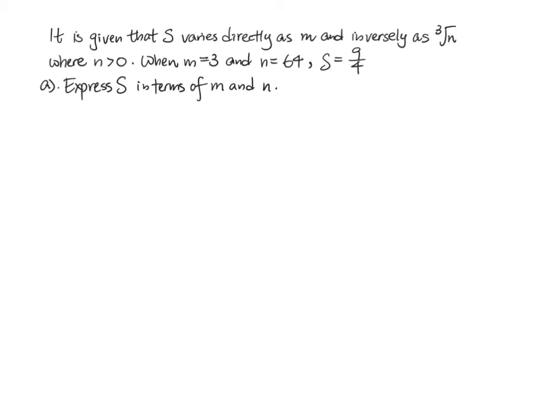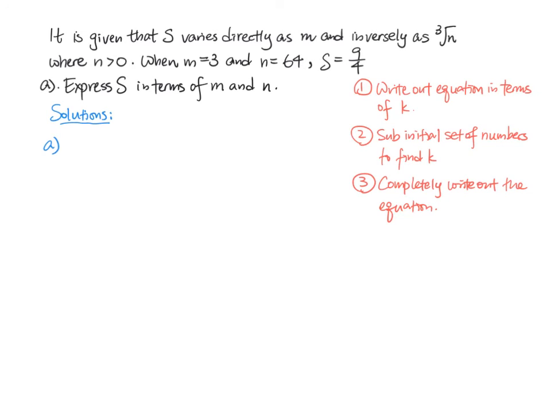Okay, so it's given that S varies directly as M and inversely as the cubic root of N, and N must be greater than 0. When M equals 3 and N equals 64, S equals 9 over 4. So part A, express S in terms of M and N. Standard protocol: all you need to do is follow these three steps. Because M is a direct variation, I put this on the numerator, and because this one is an inverse variation, I put this on the denominator. And of course you need to say K is a non-zero constant.